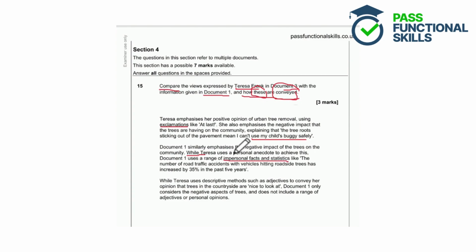So it's 2 different methods. So we're comparing the methods there. Again, here we are comparing again. So while Teresa uses descriptive methods such as adjectives to convey her opinion, document 1 only considers the negative aspects of trees. So throughout, we're making sure to compare the documents, compare the views, compare how the views are expressed, and also using evidence and quotes from both sources.